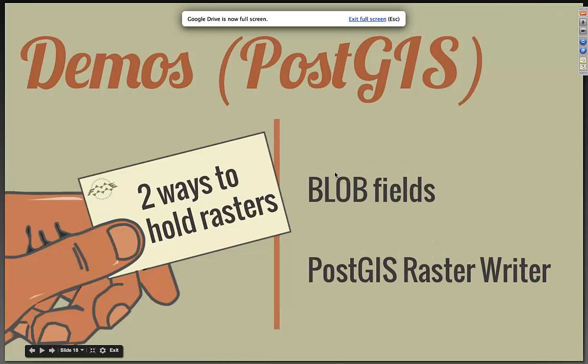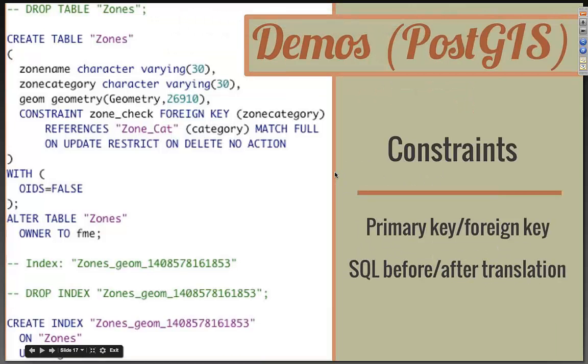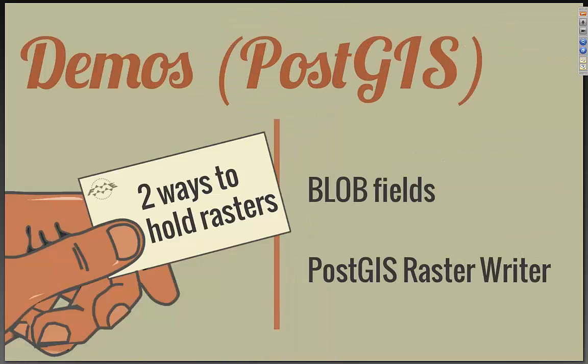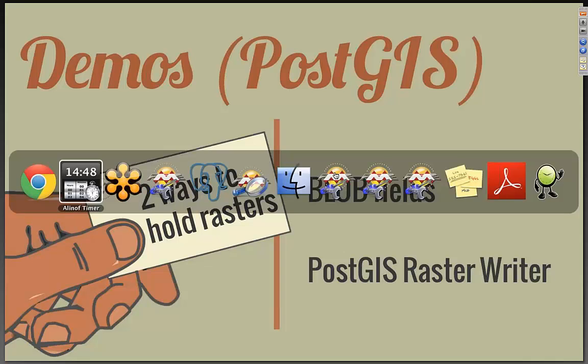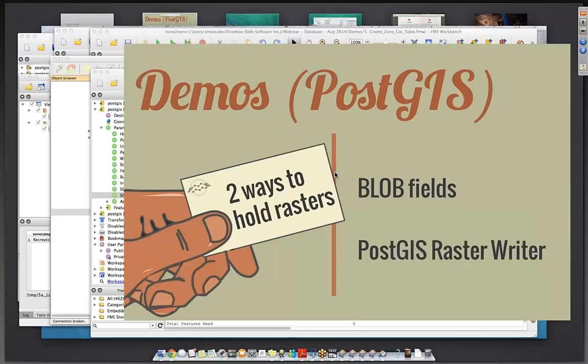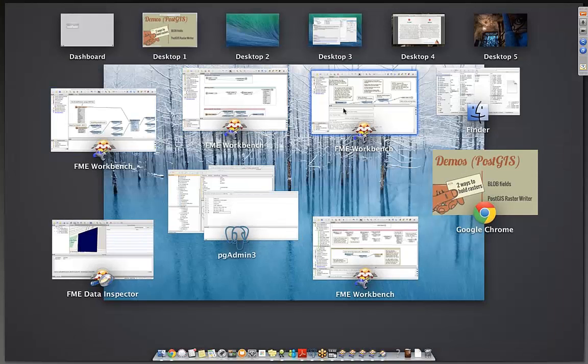So that was the constraints that we were working on, and now we're going to move to the blob fields and PostGIS raster writer. So we're going to skip back to, let's go here and see what I can show you. This one, let's see it.